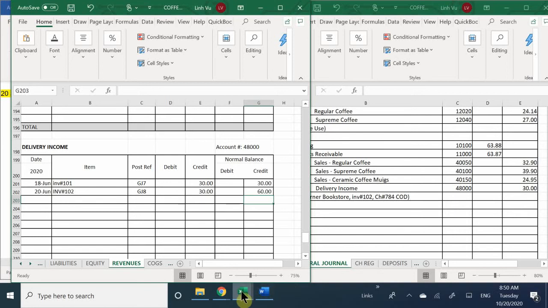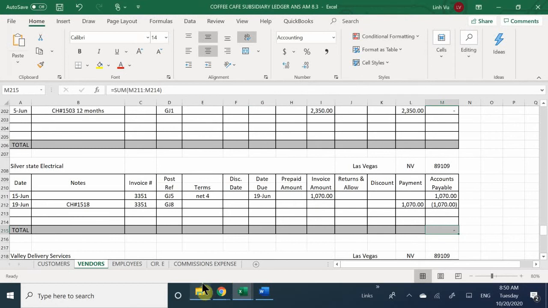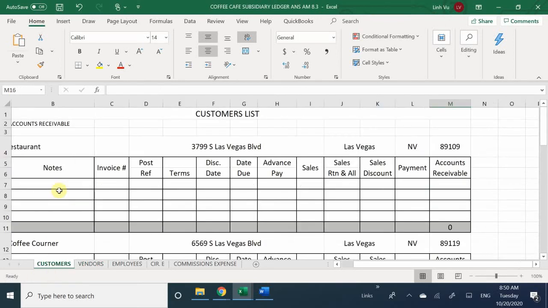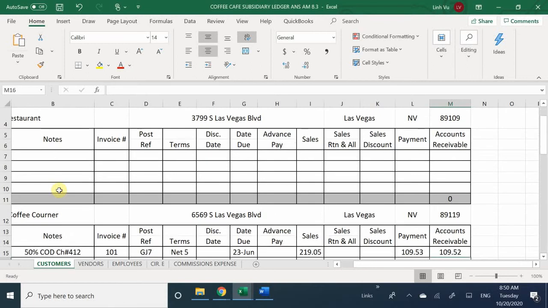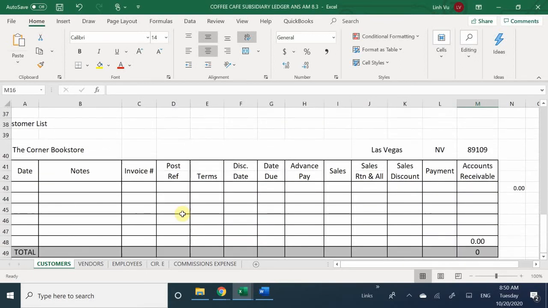I was thinking since we are already in the screen, we have the cost of goods sold. Let's complete one transaction at a time. Inventory. Okay. Subsidiary. Are we dealing with a vendor, customer, employee? Customer. We're dealing with a customer. And I think corner bookstore is going to be the last one. Yes, the corner bookstore is the last one.